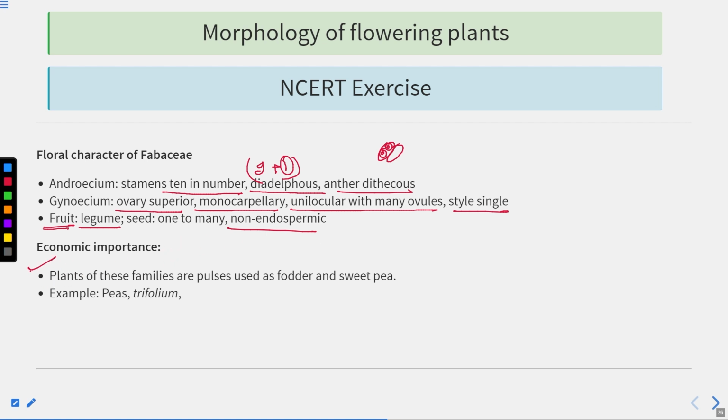Economic importance. What is the economic importance of this particular type of plants? Plants of this family are pulses. Many pulses come under this family and are used as fodder and sweet, for example peas and trifolium.